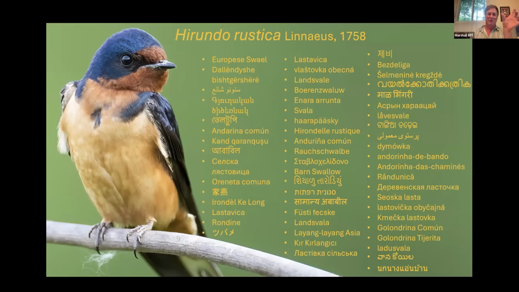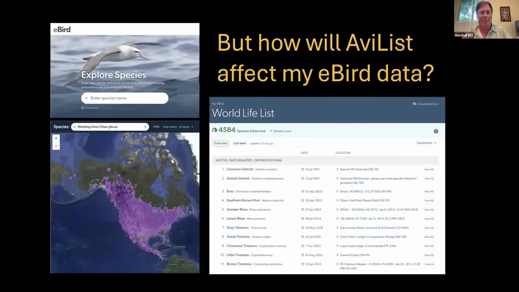AviList uses Hirundo rustica. That is the scientific name that we're trying to focus on agreement for. That said, we do have a group that is recommending an English name, and the list also publishes the English name basically using IOC criteria. That is the AviList name going forward, using eBird, Clements, and using BirdLife. And those have some differences, especially on hyphenation, spelling of gray, and capitalization rules.